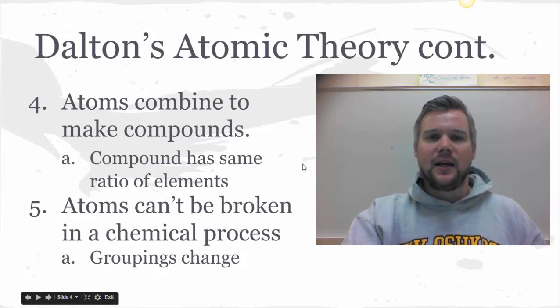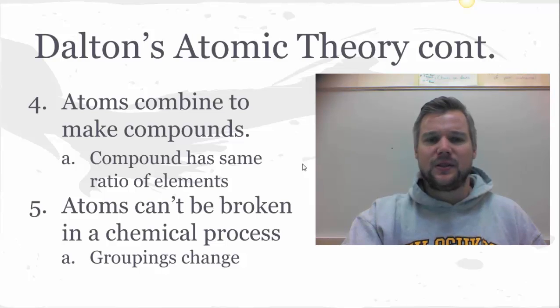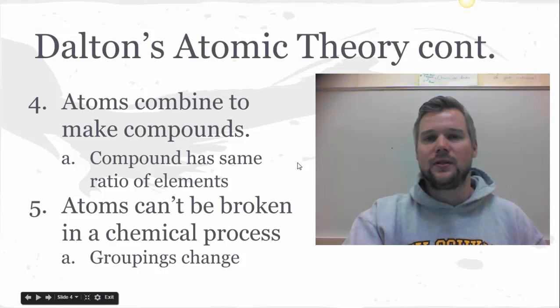He then went on to say that we can take those atoms and put them together to make compounds. And then specifically, a compound has a specific ratio of elements. And then finally, he said that we can't break atoms down in a chemical process. We can only change those groupings of atoms when we change to different compounds. So that's what Dalton came up with.